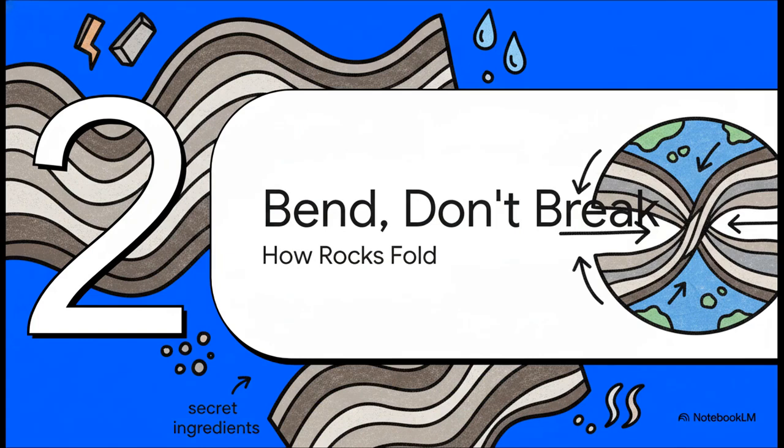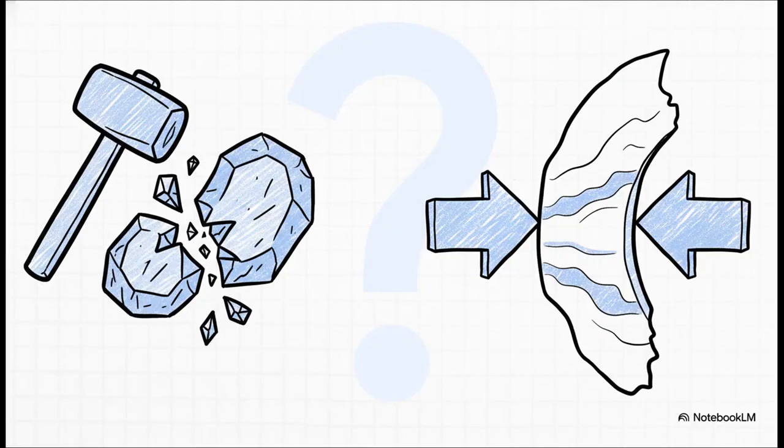Okay, so this brings us to the biggest question of all. I mean, we think of rock as the very definition of something that's hard and brittle. So how on earth does it bend? Let's take a look at the secret ingredients. Right, this is the whole puzzle. If you hit a rock with a hammer on the street, it's going to shatter into a million pieces. But if you squeeze an entire continent, it folds. Why are the outcomes so different?